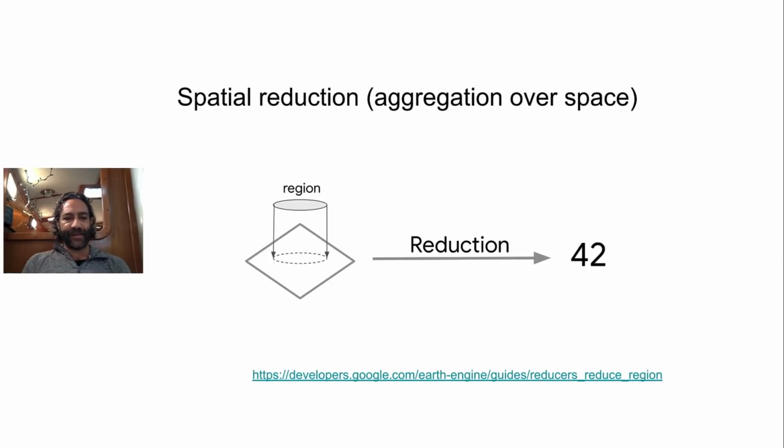Aggregation over space is something that we call a spatial reduction or a reduce region in Earth Engine language. So here's a little region, here's an image. You want to overlay the region onto the image and discover the mean of pixels in that region or standard deviation or something. So that's a spatial reduction, and then you just get your answer, which in this case is 42.